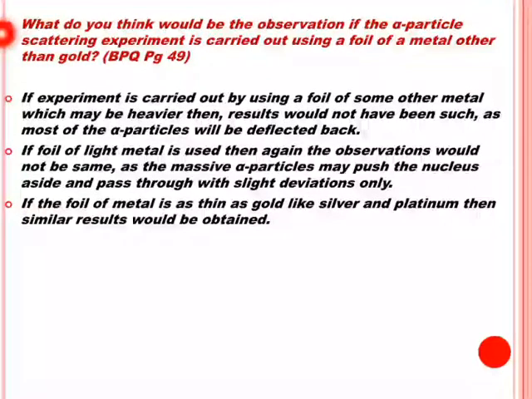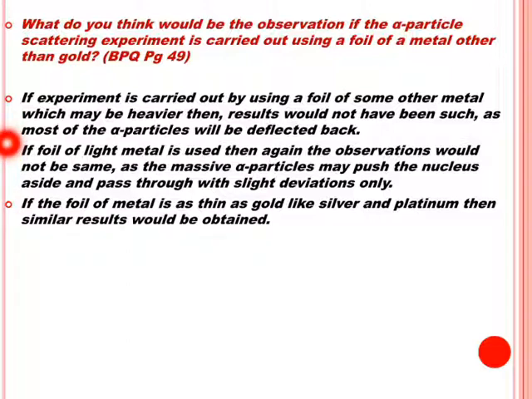Now let us see one more question which is asked in this chapter as a blueprint question on page 49. What do you think would be the observation if the alpha particle scattering experiment is carried out using a foil of a metal other than gold? Students, if the experiment is carried out using a foil of some other metal which may be heavier, then the results would not have been such, as most of the alpha particles would be deflected back by the heavier metal.